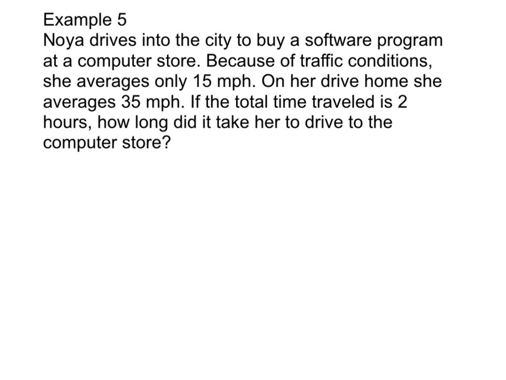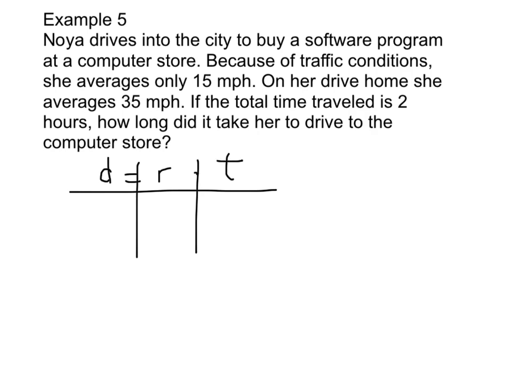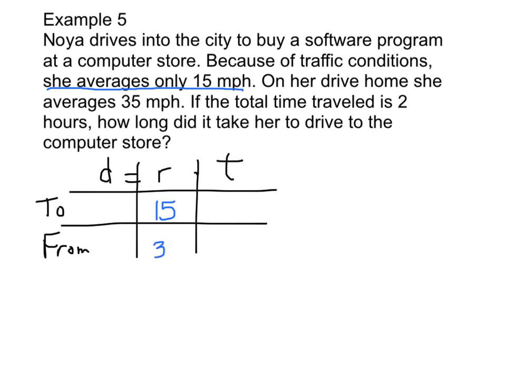So here we go. Let's set up our table. So distance equals rate times time. So what are we talking about? We're talking about to the computer store and from the computer store. So here we go. Start reading it again. So the first sentence is not important. Because of the traffic conditions, she averages only 15 miles per hour. So she's going to the computer store. So her rate is 15 miles per hour. On her drive home, so from the computer store, she travels 35 miles per hour.